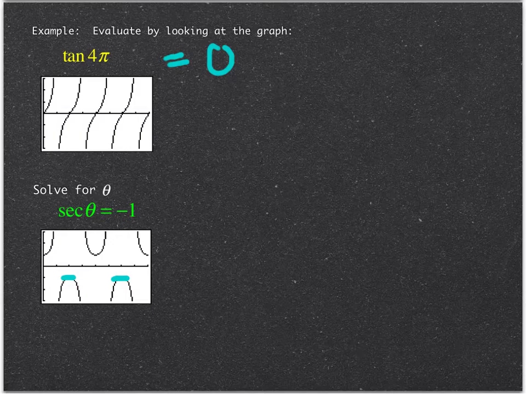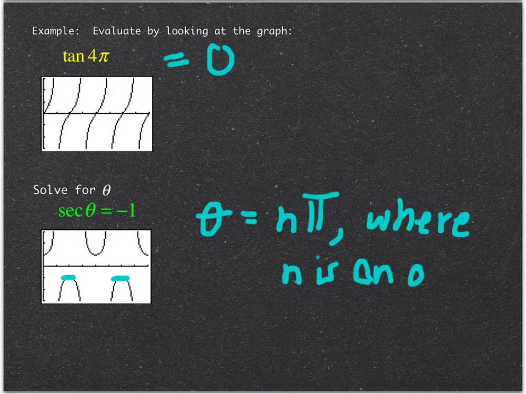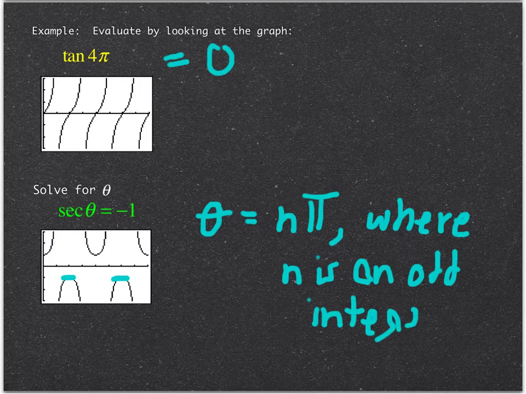So really we could say my answers here are that theta could be n times pi, where n is an odd integer. So as we said, 1 pi, 3 pi, 5 pi, that type of thing would be my answer there. And then the graph definitely does help us in that regard in solving a problem such as this.